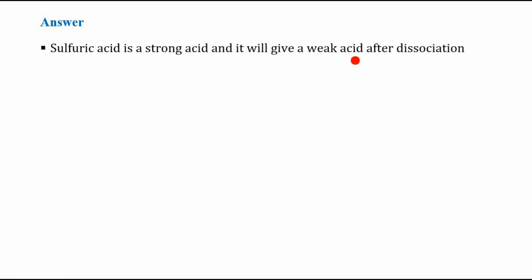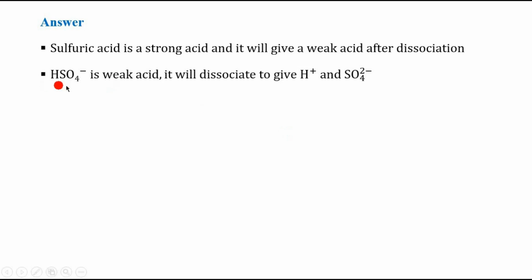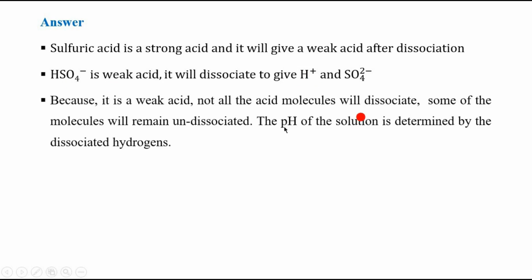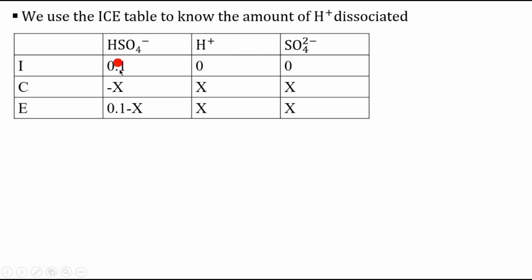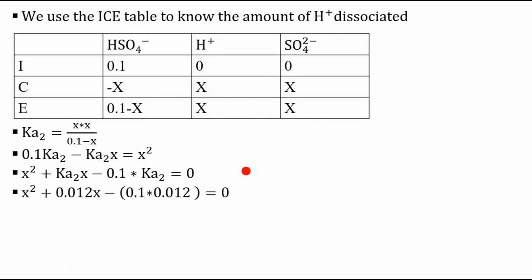Of course, this is a salt coming from a strong acid, because sulfuric acid is a strong acid. That means sulfuric acid will give a weak acid after dissociation. So we have HSO4 minus, the weak acid that will be dissociated, giving H plus, and the pH will be governed by this H plus dissociated from the salt. So here then we use the ICE table. We have 0.1 of this one, here we don't have, and here we have 0. Then we determine x, that is how much hydrogen dissociated, and here, so we get the quadratic equation.